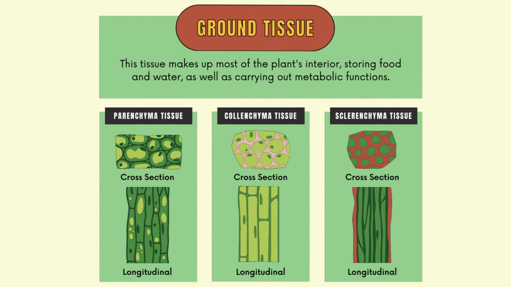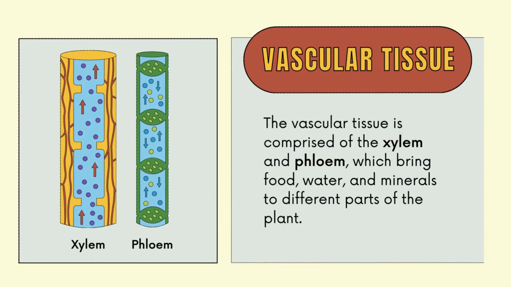Then the third type is sclerenchymal tissues. Sclerenchymal tissues are smaller as compared to collenchyma and parenchyma. Sclerenchymal tissues are usually used to store waste materials, and they strengthen the tissues and give support to the cells. Then vascular tissues. Vascular tissue is composed of xylem and phloem, two types which bring food, water, and minerals to different parts of the plant.